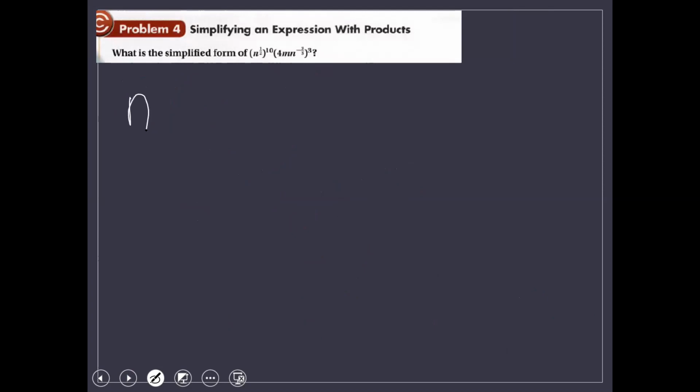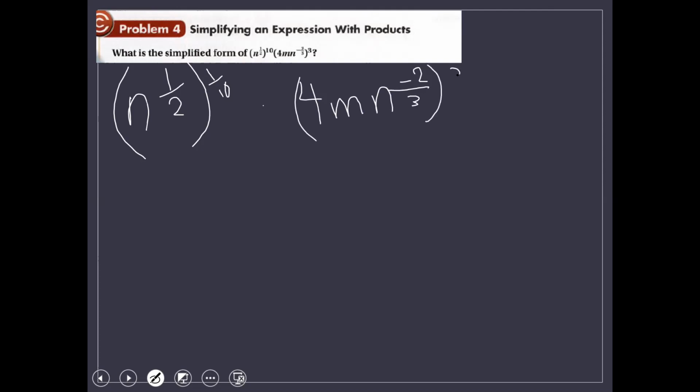n to the power half, raised to 10, times 4n raised to negative 2 over 3, and all of them raised to 3.